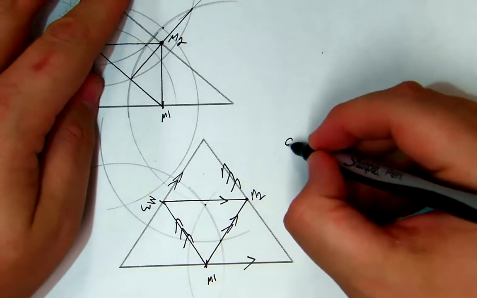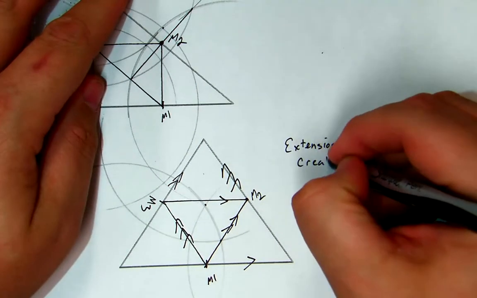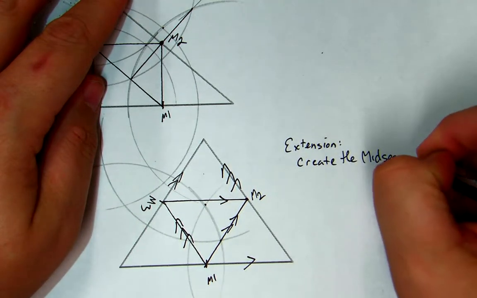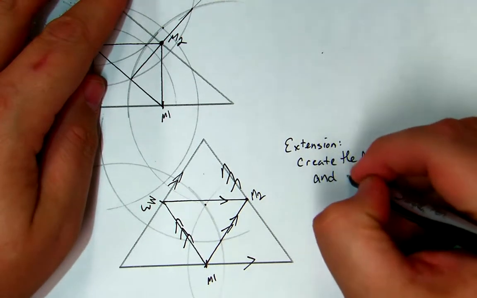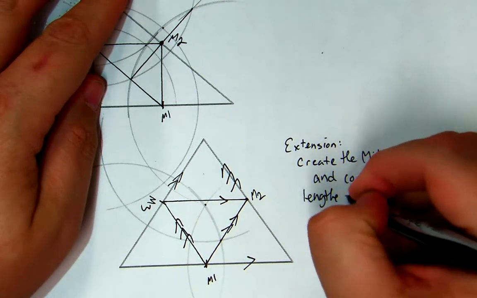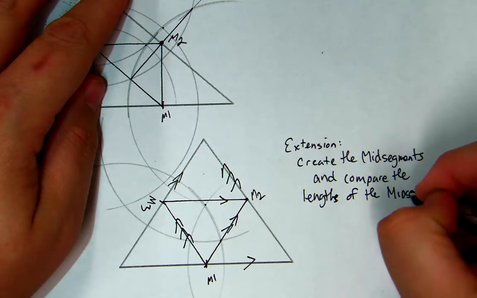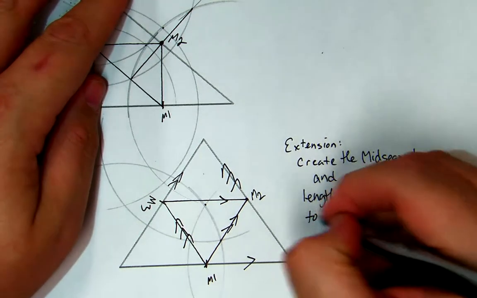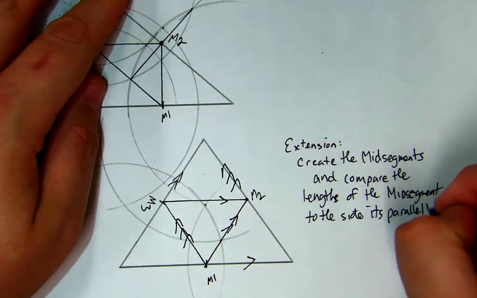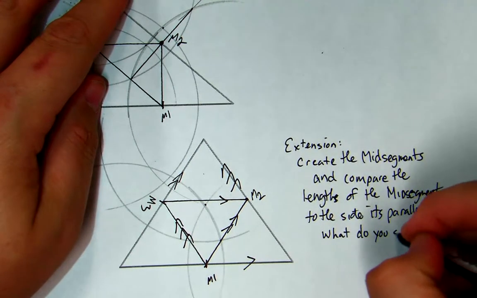And here's an extension for you. Create the midsegments and compare the lengths of the midsegment to the side it's parallel to. What do you see happen?